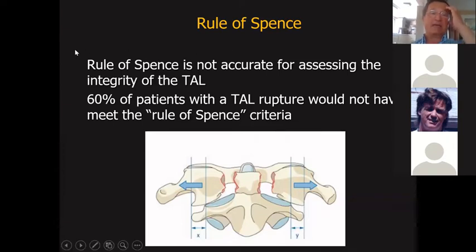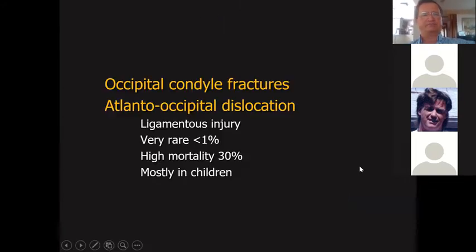However, some other authors have examined the rule of Spence. It's not found very accurate for assessing the integrity of the transverse atlantal ligament. 60% of patients with transverse ligament rupture would not have met the rule of Spence criteria. So, although it is still there, we must ask if it is really necessary.